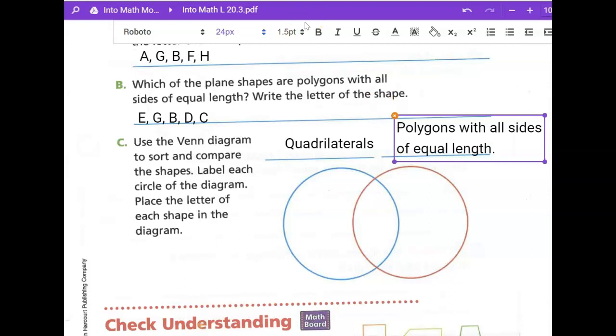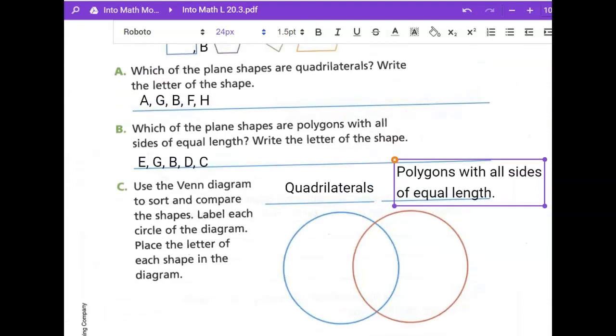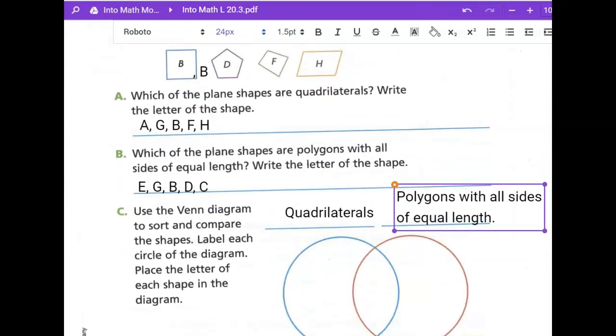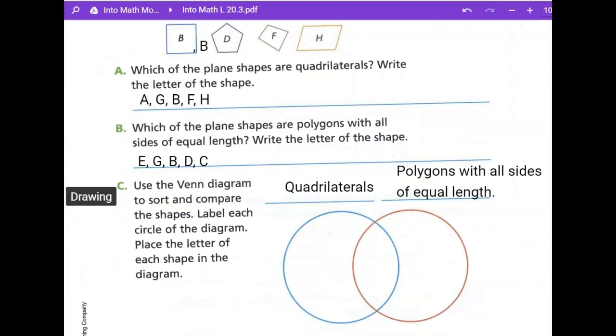Okay, now we have to look. Which of the plane shapes are quadrilaterals? So we're going to be able to put those in there. And then we have to decide all the same length sides. So A is a quadrilateral, but the side lengths are not the same. B is a quadrilateral, and all of its sides are the same, so it can go in the middle.